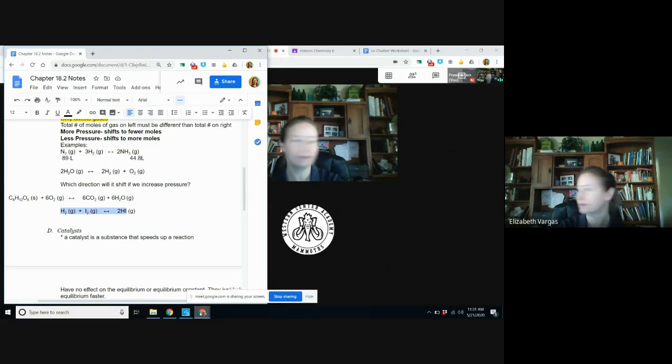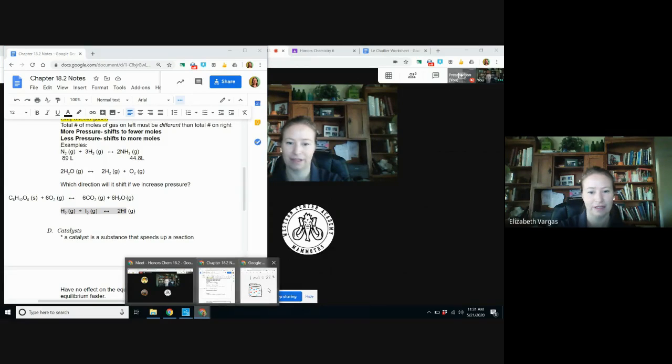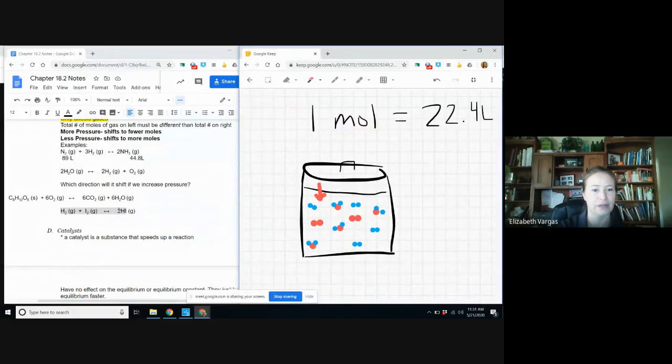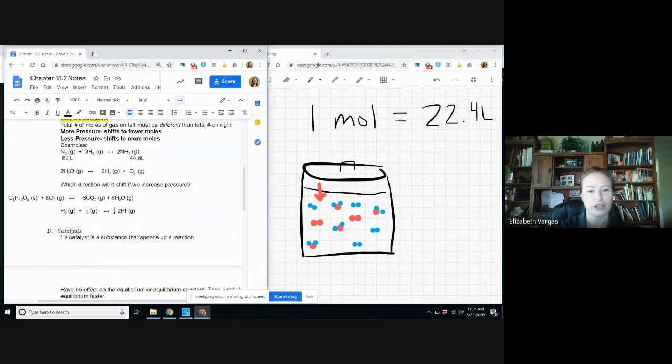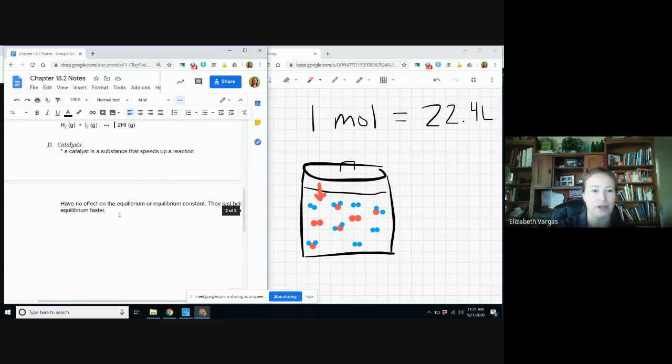Anybody know? If I increase the pressure on this, that's a trick question. How many moles of gas on the left? 2. And on the right side? Also 2. So neither side would relieve the stress. So you're just adding pressure on the whole system and it doesn't shift either way. Okay, trick question. And then also kind of a trick question.